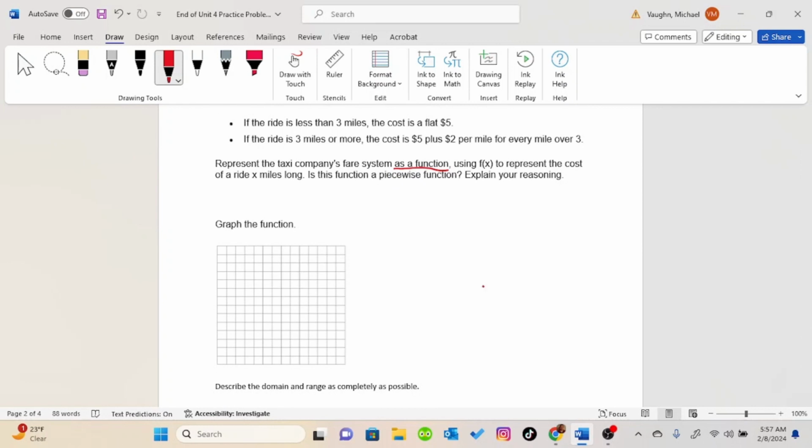So when we label, our input is going to be miles, and our output is going to be the cost. So when we label, we can start at 0, and our miles can be whole numbers. And then our cost can do the same thing.